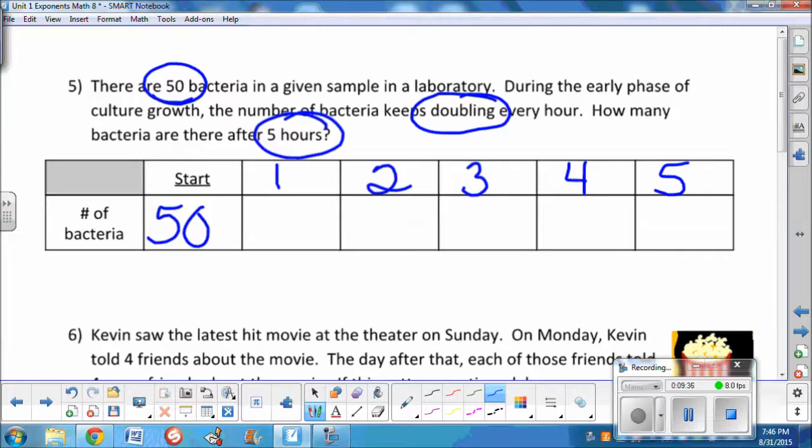So if we're doubling, we start out with 50. What's 50 times 2? That's 100. Okay. And then 100 times 2. 200.